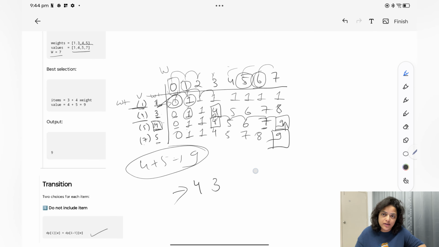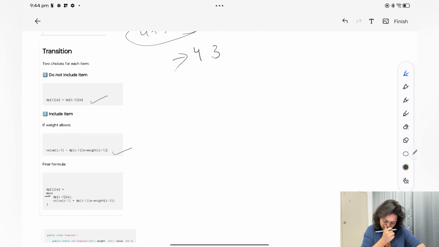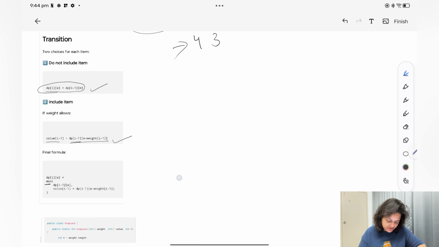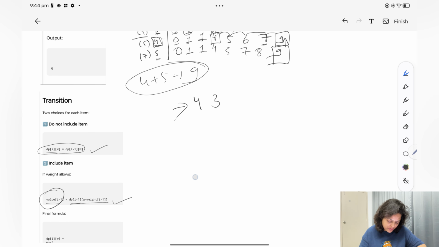So this is how you find the 0-1 knapsack problem. You understood the recurrence relation, right? So dp of i, w, if you do not include that, so you take directly whatever is in the above value, dp of i minus 1, w. Okay, and then if you take that value, so take the dp of i minus 1, whatever you have, and then w minus weight of i minus 1. So this is what we have seen, right? Means this is value of i minus 1.